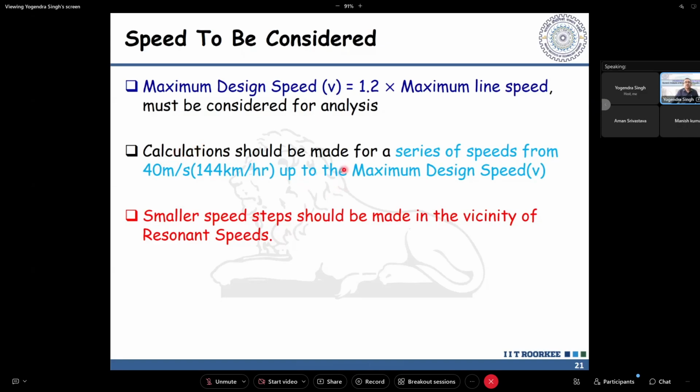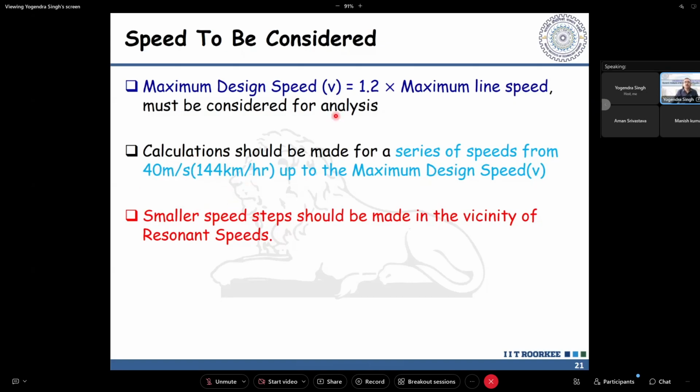Then calculation should be made for a series of speeds. We have to do analysis for a number of speeds, because we have seen there are local peaks with respect to speed. This speed should start from 40 meters per second, 144 kilometers per hour, up to the maximum speed we have considered, 1.2 times. Below 144 kilometers per hour, the dynamic effects can be taken care of through CDA. So the CDA value is valid up to 144 kilometers per hour.